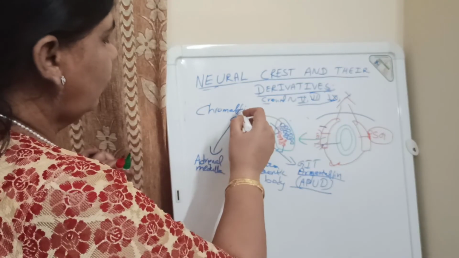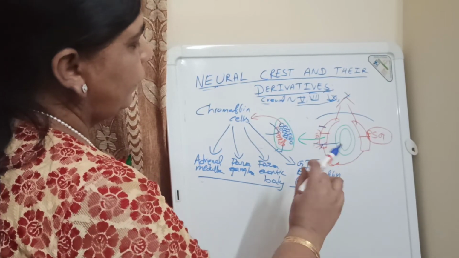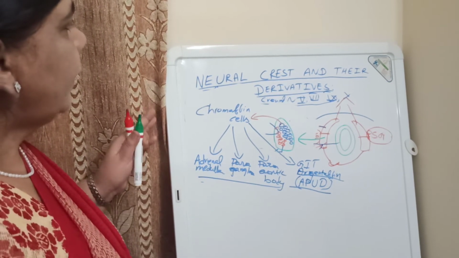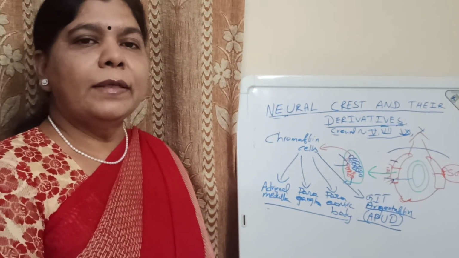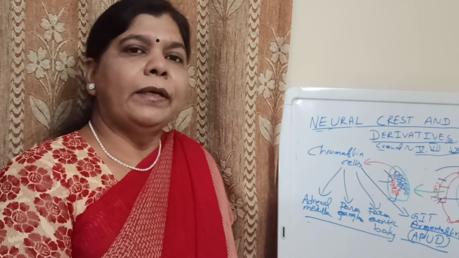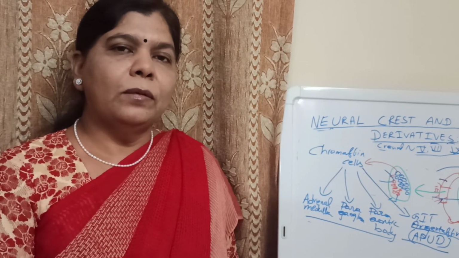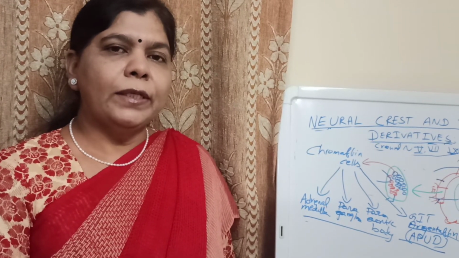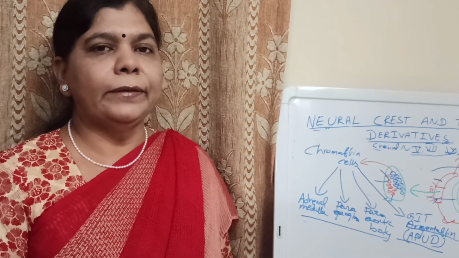Chromaffin cells as a whole migrate to various parts. When it is in the GIT, it is called as the argentaffin cells. So this completes the development of the neural crest and their derivatives. Neural crest cells, to conclude, give rise to the peripheral nervous system, autonomic nervous system, and also the sympathochromaffin organs and the chromaffin cells, also as argentaffin cells in the GIT.